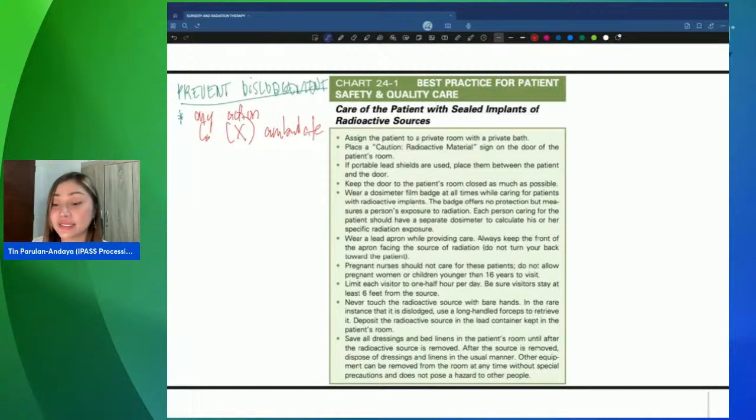So what else? Anyone? How about the others? Can you please type your answer here in our chat box? Actually, the answer is already here in front of you. How about the others?